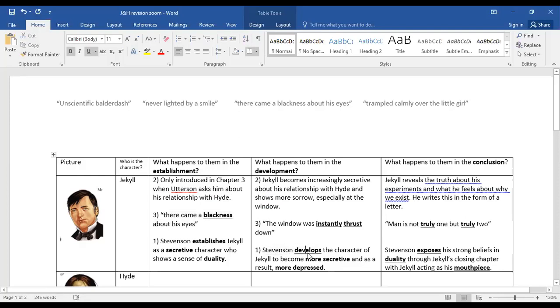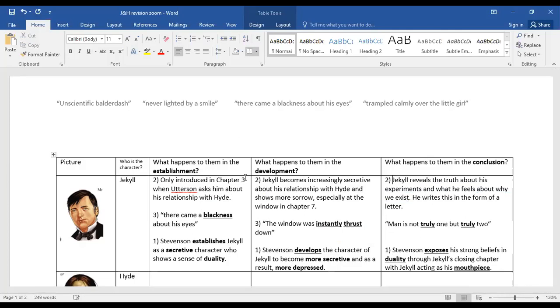And I've done the same in the second. And I'm saying he becomes more secretive and more depressed. When it is, I'm going to add is and the analysis. And then the final one, in the conclusion part of it: what is Stevenson exposing? When does it happen? And give me a quotation to show those ideas. So you've got those 3 paragraphs.